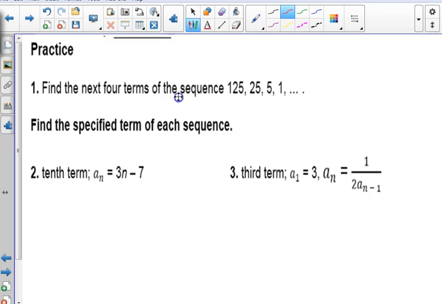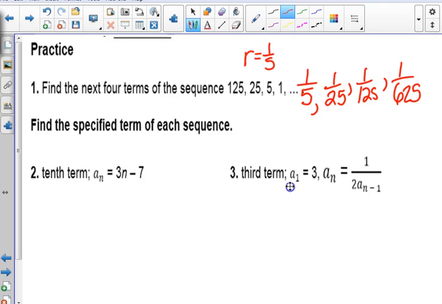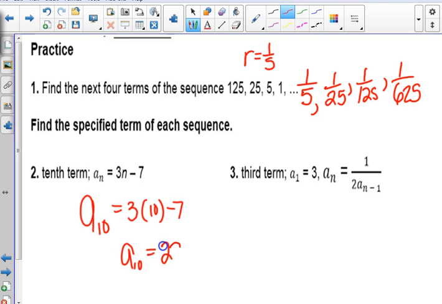All right. Quick one. Who can tell me the next terms of this? Exact values, please. 1 over 5, 1 over 25, because every time they were dividing by 5, we're multiplying by 1/5. Yes, 625. Okay. 10th term of number 2. Who's got this? 3 times 10 minus 7. Is it right? 23? Okay.